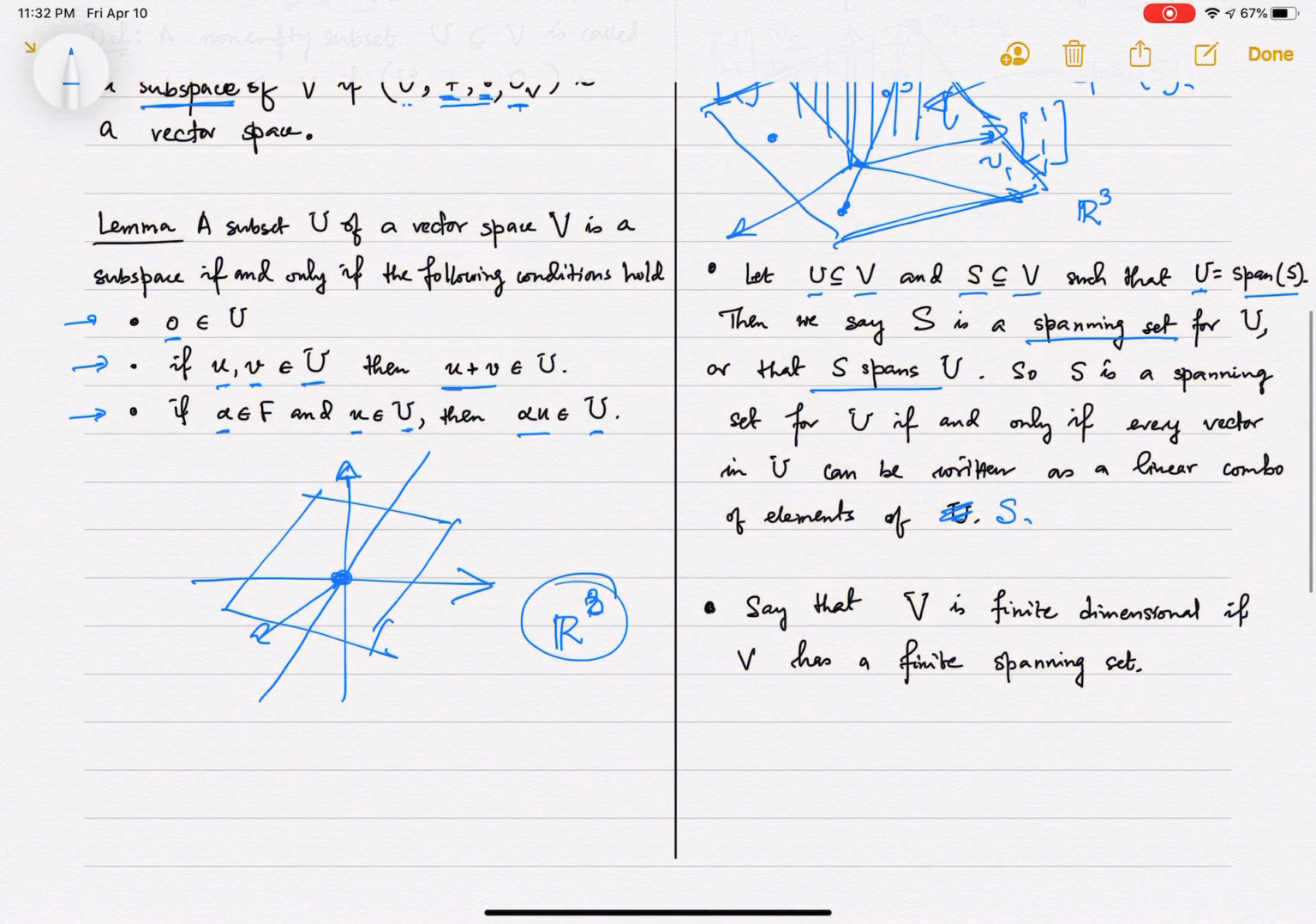Okay? And then we'll stop with this definition. Once we have this notion of a spanning set, we say that V is a finite dimensional vector space if V has a finite spanning set. So you can write every vector in V as a linear combination of a finite set of vectors. There is one finite set that I can give you, so that every vector in V can be written as a linear combination of these finitely many vectors. So that's the notion of a finite dimensional vector space. Next we'll talk about linear independence and then get to basis.